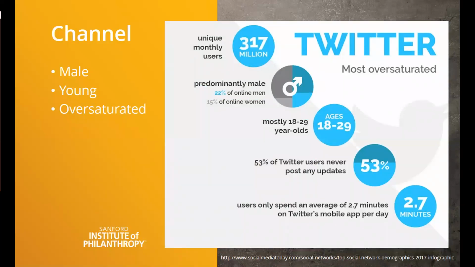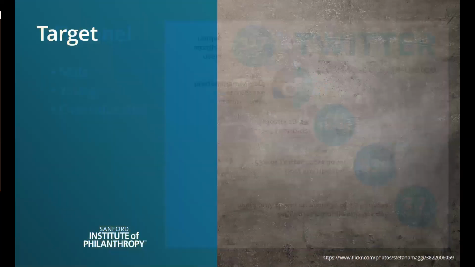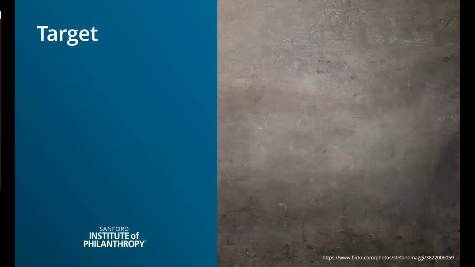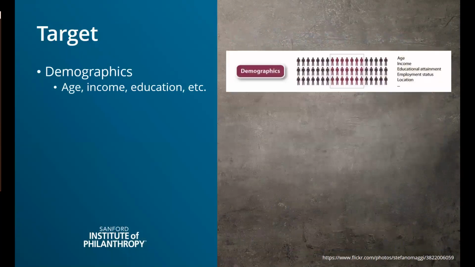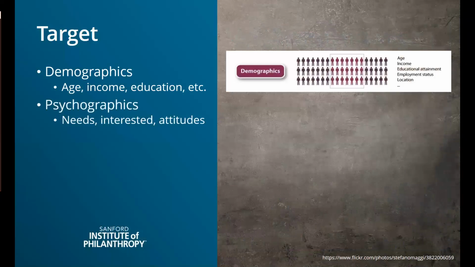So once you figured out what channel you want to post on, or as part of figuring that out, you want to look at your target. So when you're identifying who you want to reach, you want to look at demographics. That's your standard age, income, education level, etc. Beyond the demographics, you want to look at your psychographics.